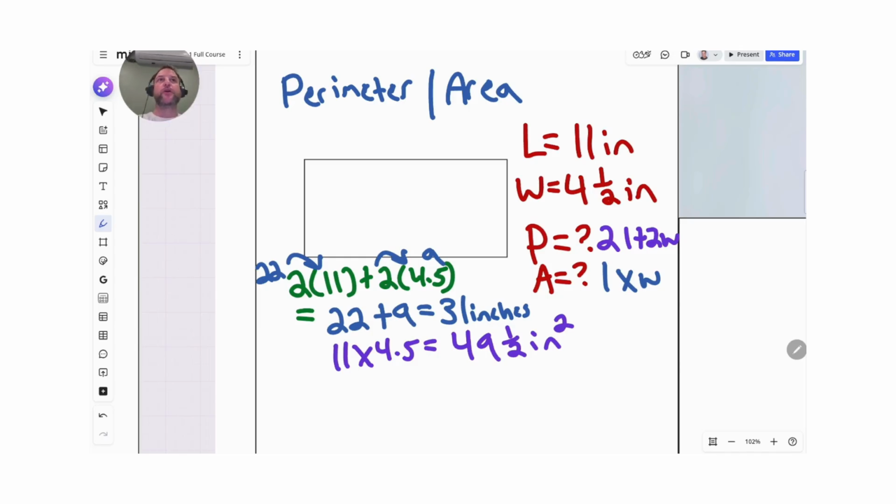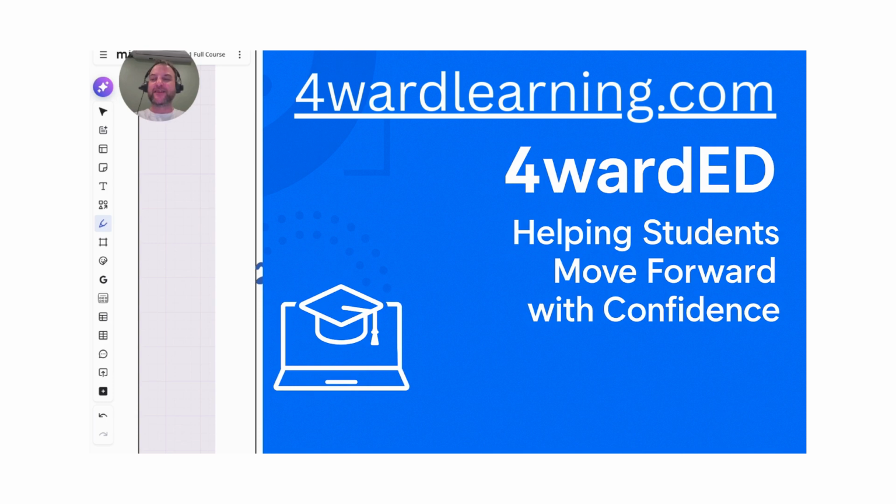All right, that is our review of our foundational skills. Now we're ready to jump straight into the first section of chapter 1. Foundation over, let's move straight into algebra.